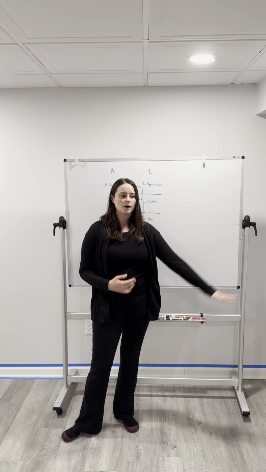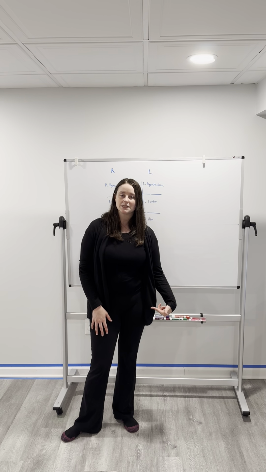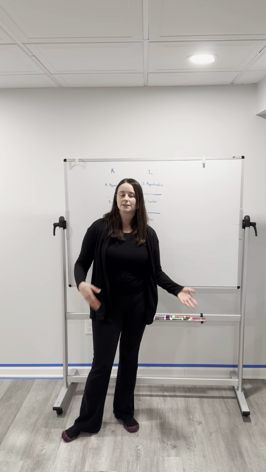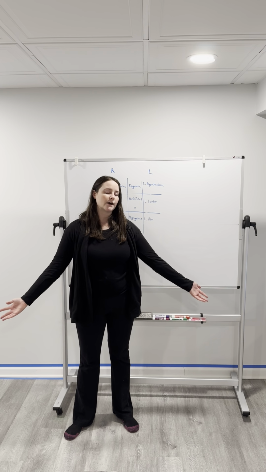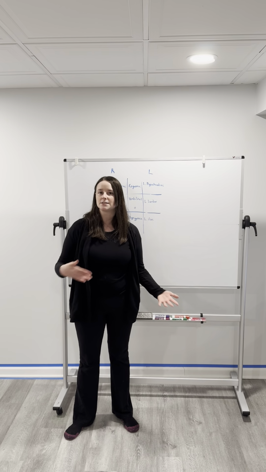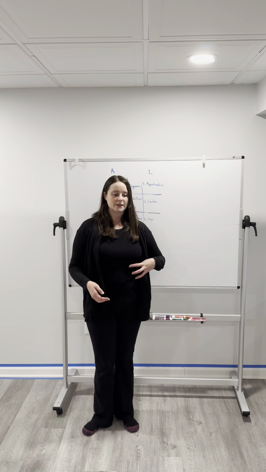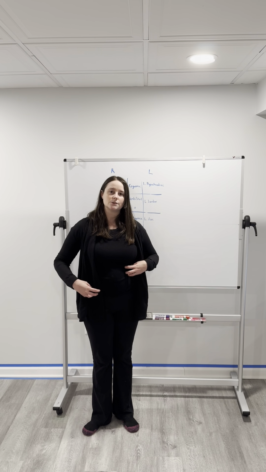Ipsilateral means on the same side of the body. So my left arm and my left leg are ipsilateral, and contralateral means on the opposite side of the body. So I could say my left arm and my right arm are contralateral, but it could be anything on different sides of the body. Like my stomach and my appendix, those are also contralateral. They're on different sides of the body.